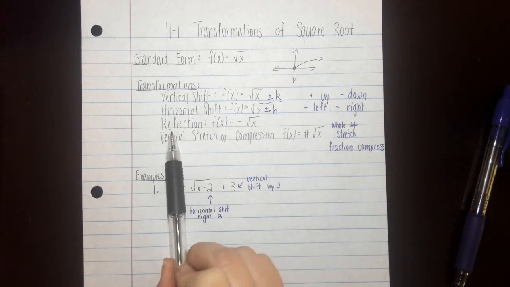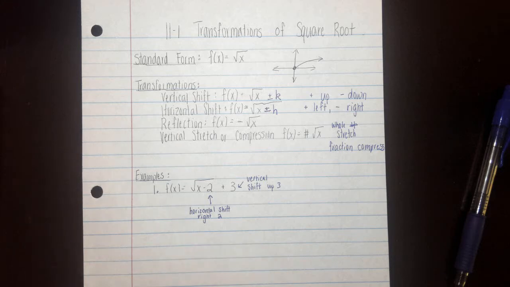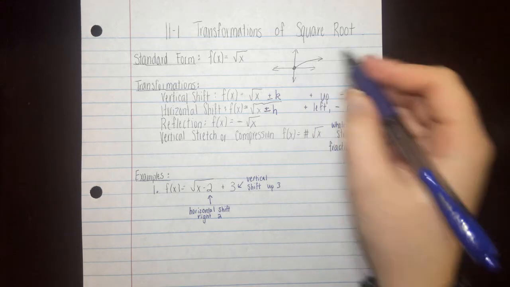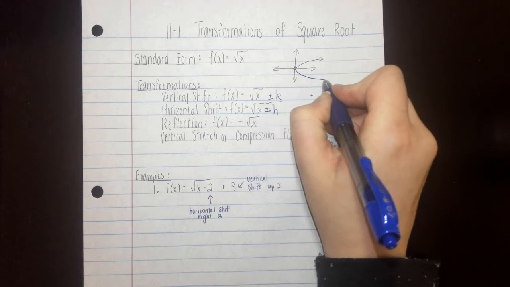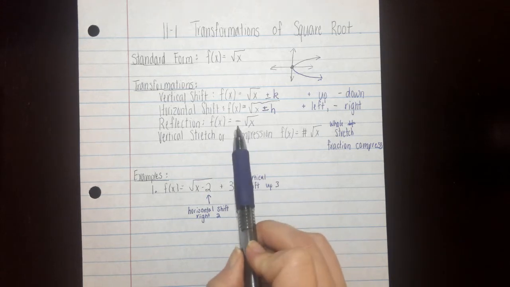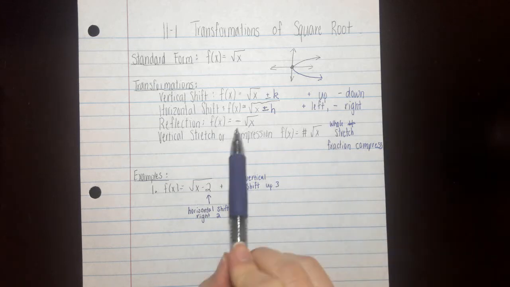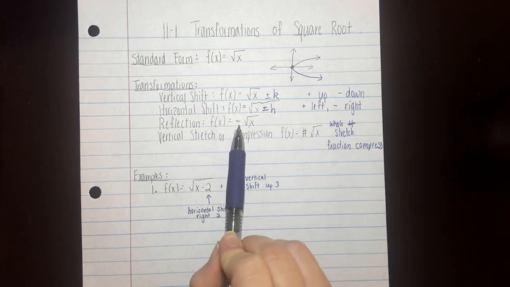Then that leads us to the next type of transformation, which is a reflection. In a reflection, it would go from up here to down here. It would flip. It's going to be reflected across the x-axis. And what it looks like in equation form is this negative sign right here. So a reflection flips the graph, and we know that based on the negative in the front.